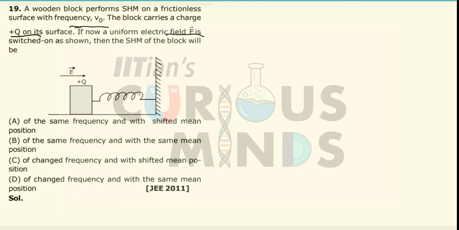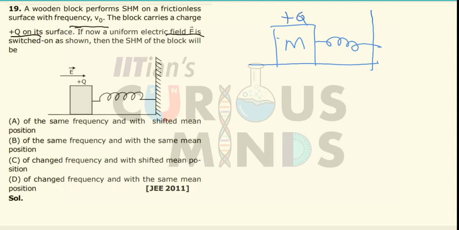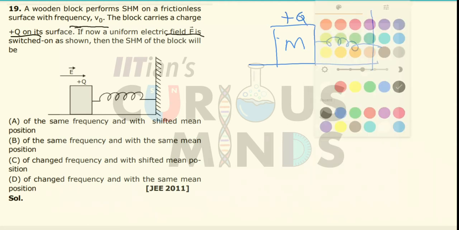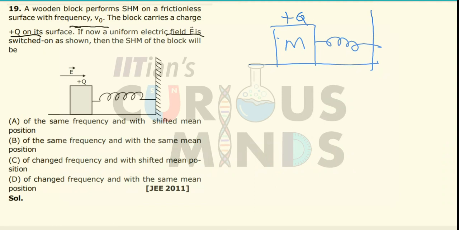First of all, let us assume that the electric field is not switched on. Initially there will be a block and there will be a spring. Let us say the mass over here is equal to m, and the charge is equal to plus q, but this charge will not affect the frequency or the amplitude in any case.